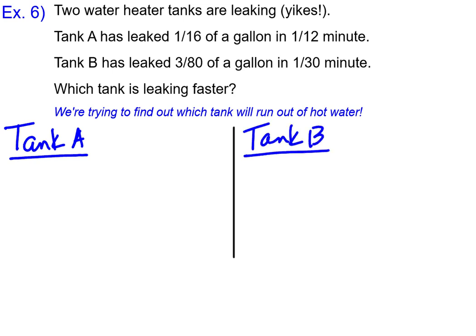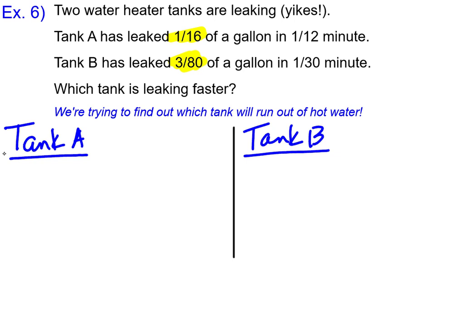And we're basically trying to find out which tank will run out of hot water first. Okay, so let's set this up a little bit. In tank A, we know that we're going to multiply 1/16 of a gallon by a number. And in tank B, we're going to multiply 3/80 of a gallon by another number.